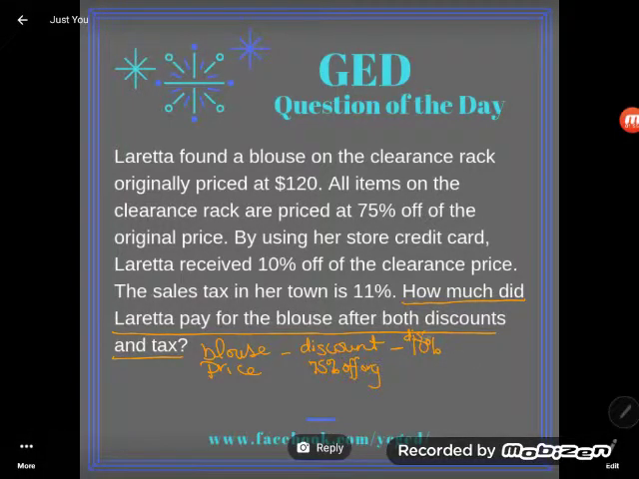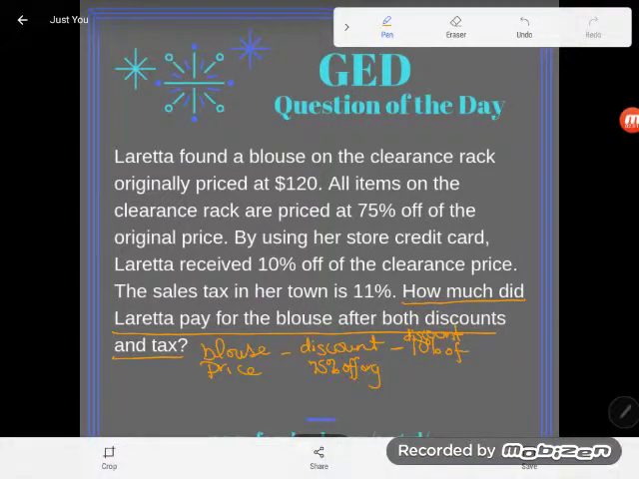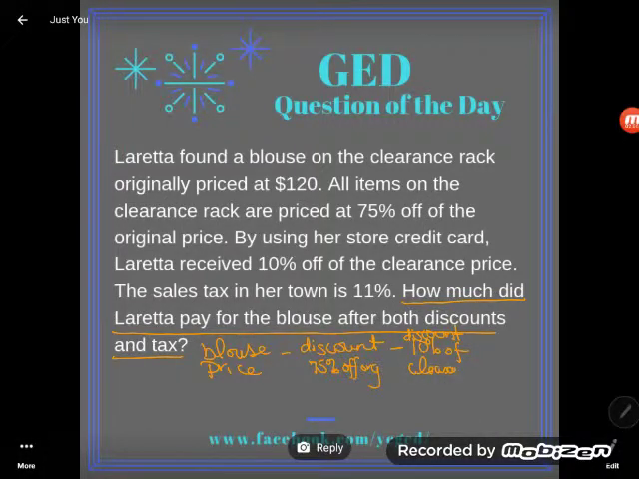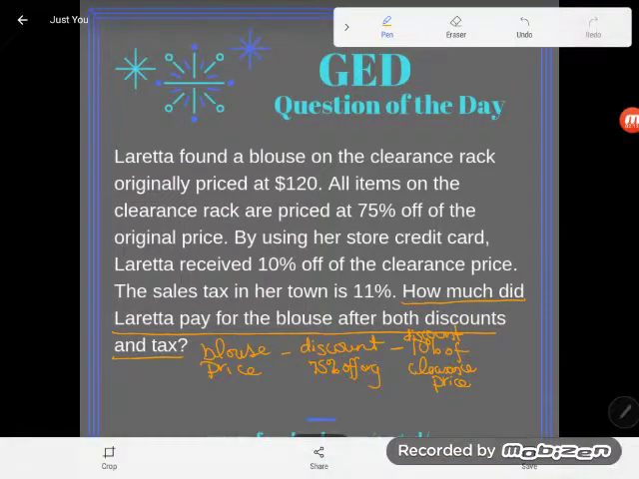Now, I say subtract again because it's a discount. But notice that 10% is not off the original price. This one is off the clearance price. These two percents are not off the same thing. One is off the original price, one is off the clearance price. That means you cannot combine them together. You cannot just say, oh, 85%. Nope, sorry. Since they come off of different amounts, you're going to have to do them separately. And you're going to have to do them in this order, because first we take that discount off the original price, then we take a discount off the clearance price, and then finally, we're going to deal with tax.